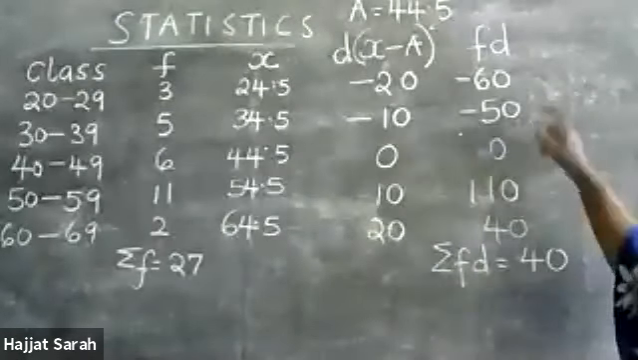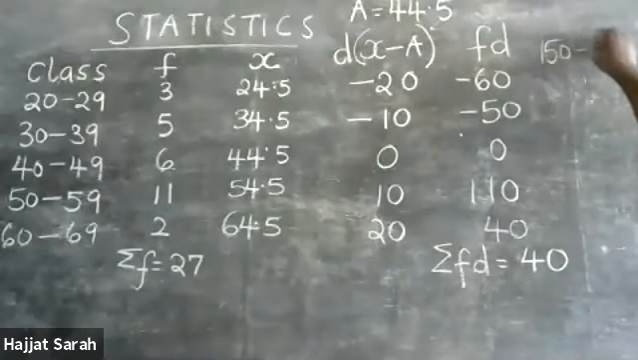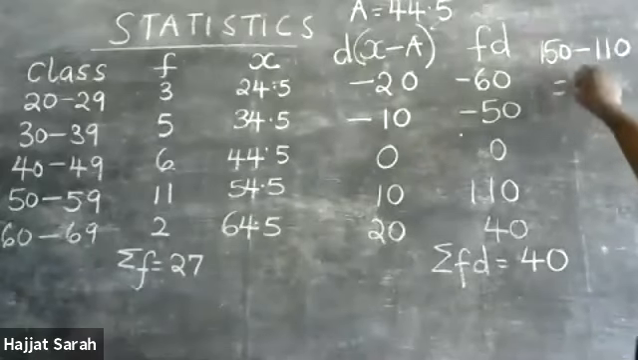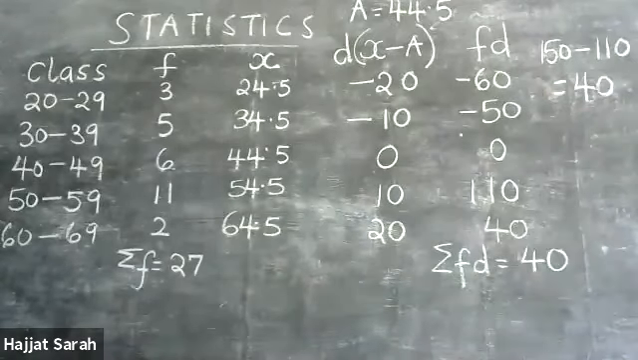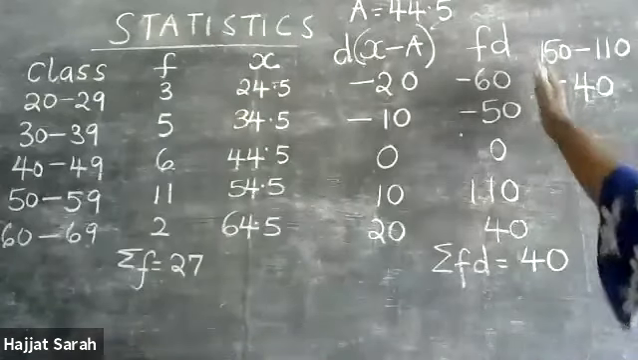Then this is negative 110. So your 150 minus 110 will give you 40. Is that okay? Yes, teacher.